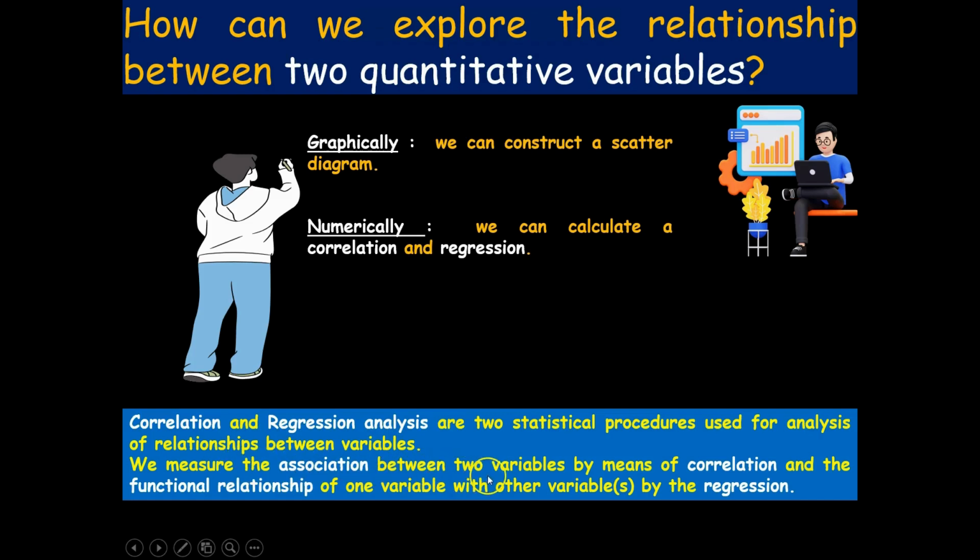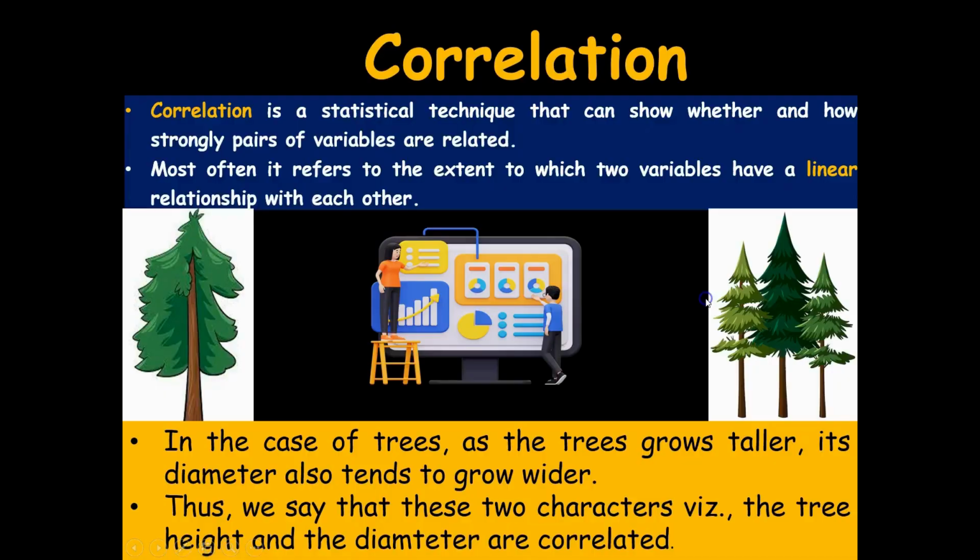We measure the association between two variables, particularly the linear relationship or linear association between two variables, by means of correlation, and the functional relationship of one variable with other variables by means of regression. Correlation is a statistical technique that can show whether and how strongly pairs of variables are related. More importantly, it refers to the extent to which two variables have a linear relationship with each other. So linear relationship is very important. This correlation actually measures the linear relationship between the quantitative variables.